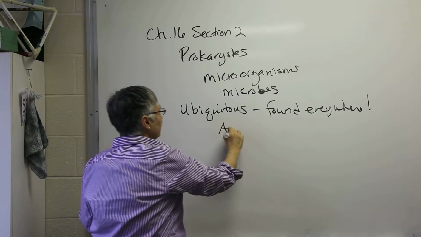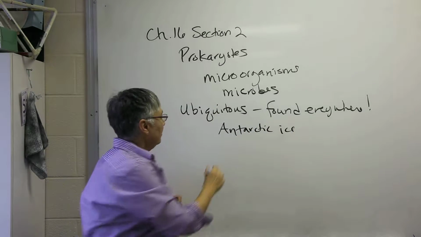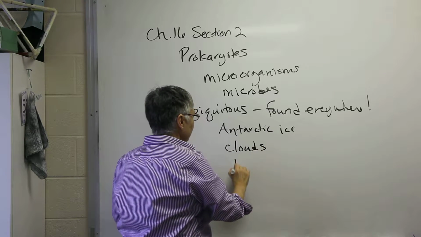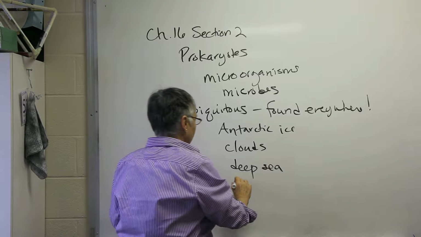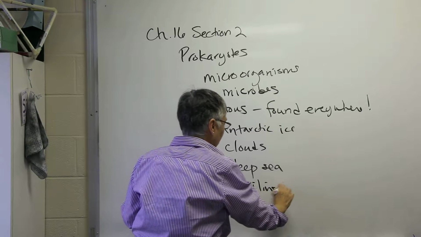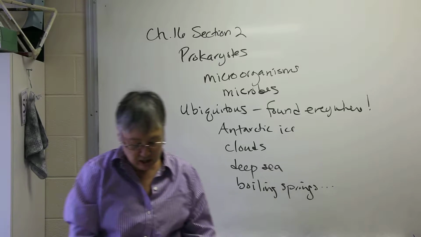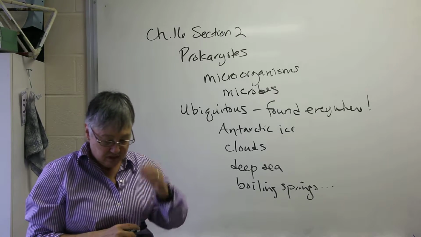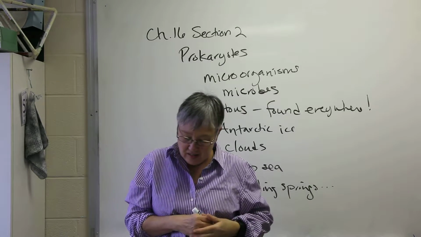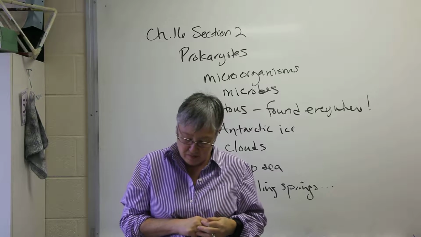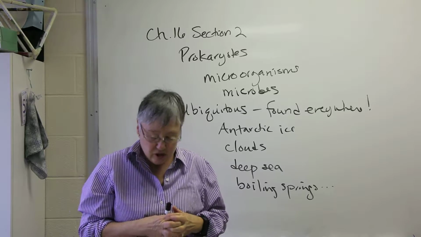For example, they're found in the Antarctic, in glaciers. They're found in clouds, in the deepest portion of the sea, in hot springs, and more hospitable areas also. There are more species of bacteria than any other type of organism on the planet, and they exist in huge numbers.